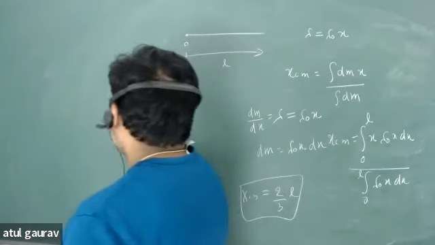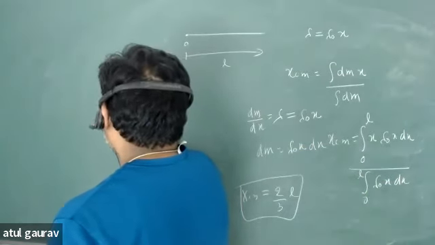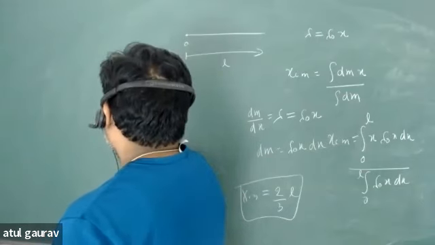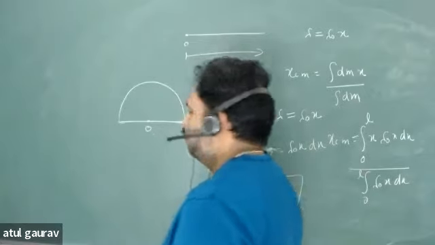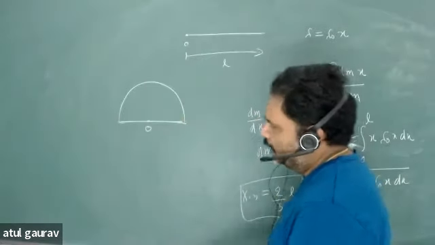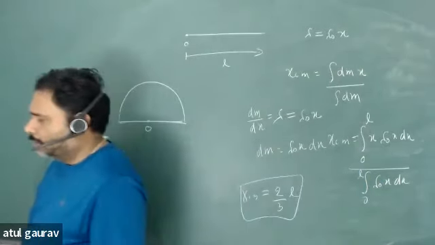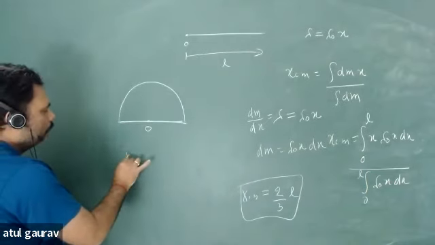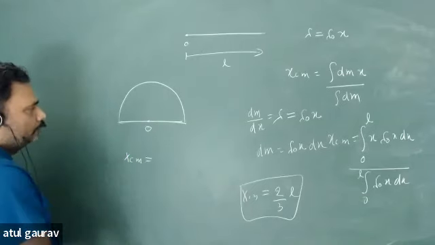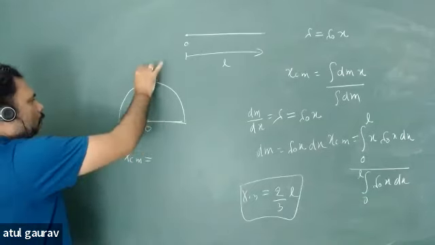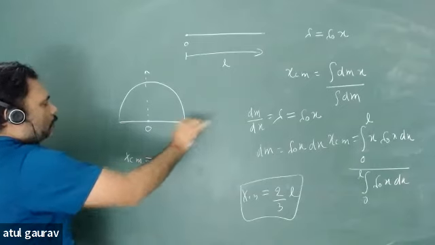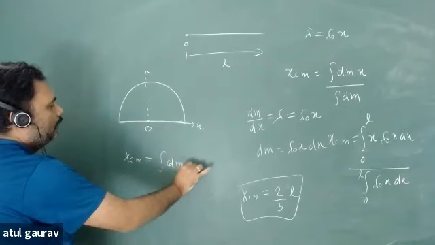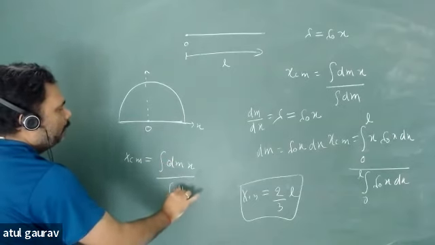So this is my semicircular ring, not a disc. This is a semicircular ring. So we have to calculate basically your center of mass. So what will be your xcm? This is your y. This is your x. What is your xcm? dm into x by dm.